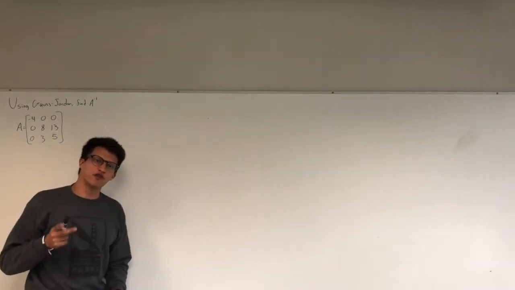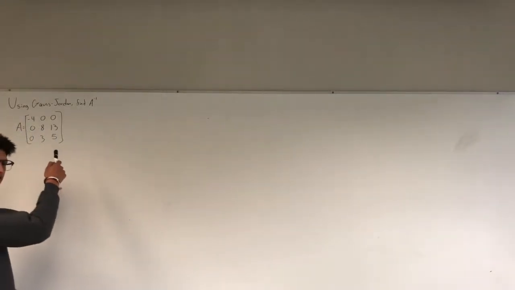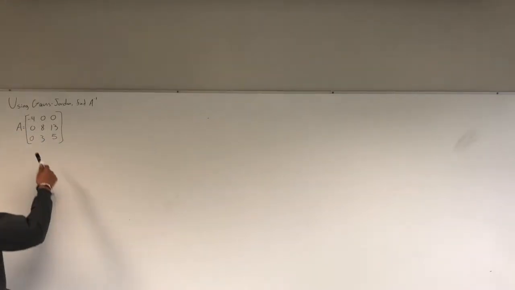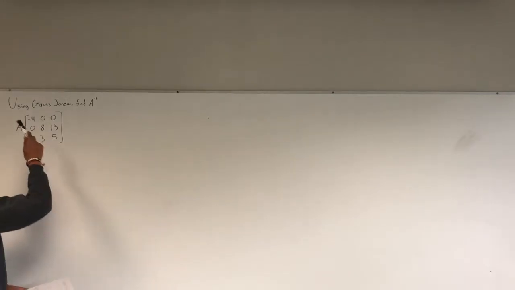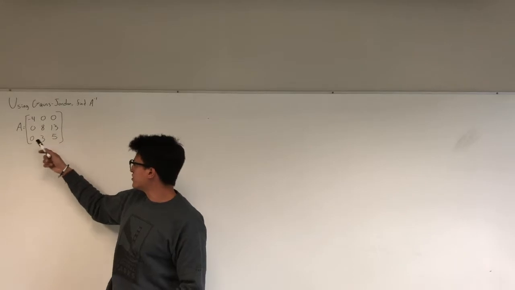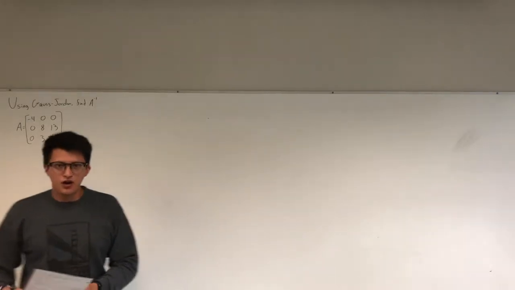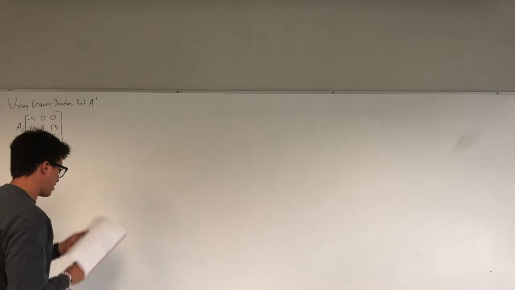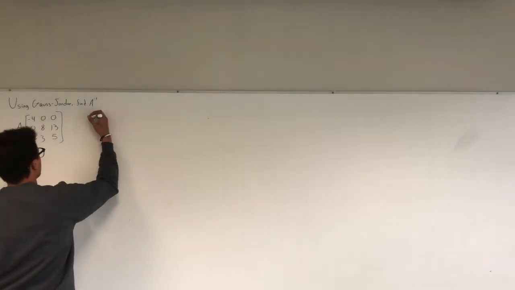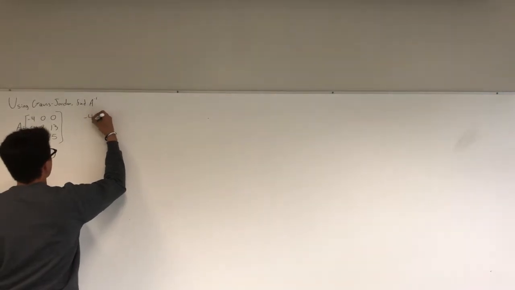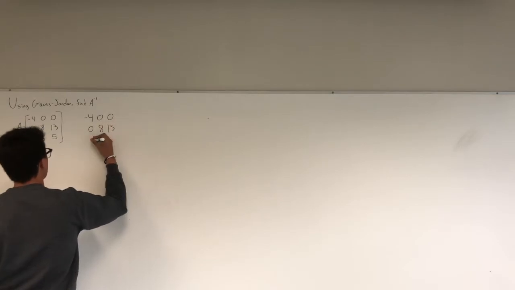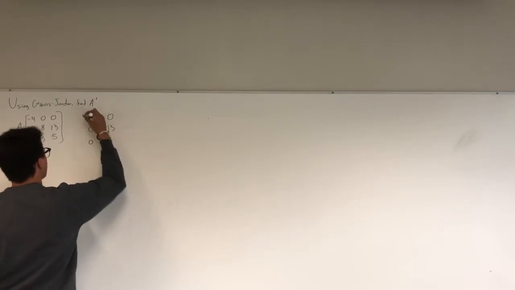Hello everyone, for today's video we are going to use the Gauss-Jordan elimination method to find the inverse of a matrix. In this case, our matrix A is -4, 0, 0, 0, 8, 13, 0, 3, and 5. Okay, so the first step here is to copy our matrix as it is: -4, 0, 0, 0, 8, 13, 0, 3, 5.